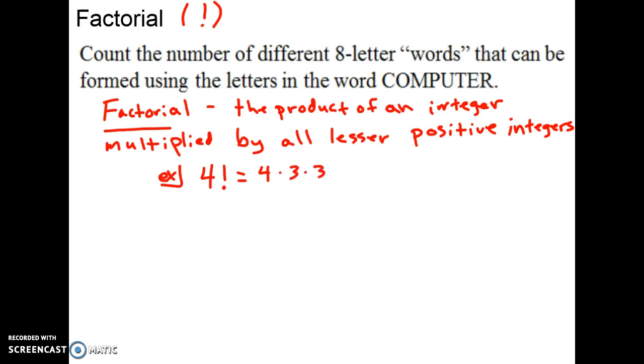4 times 3 times 2 times 1. Okay, so 4 times 3, that would be 12. 12 times 2 is 24. 24 times 1 is still 24.